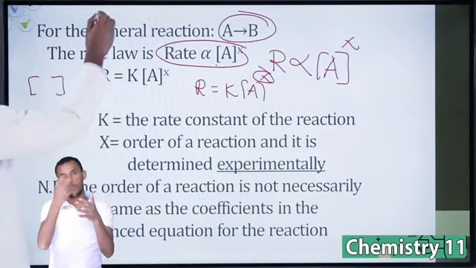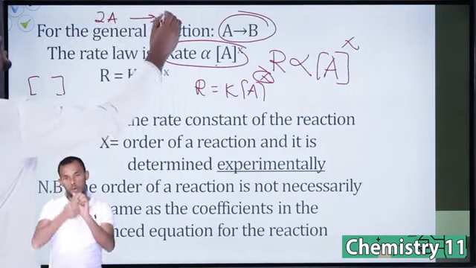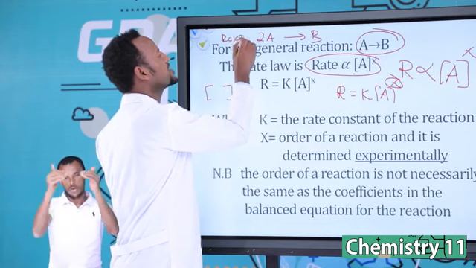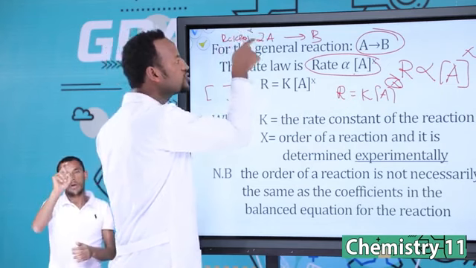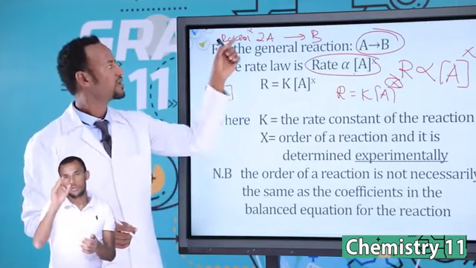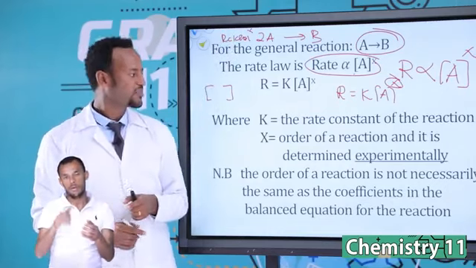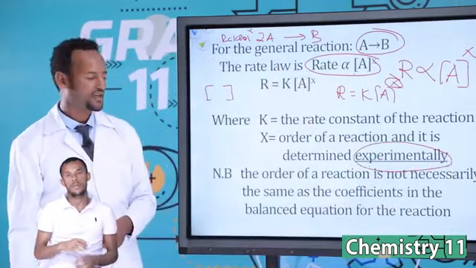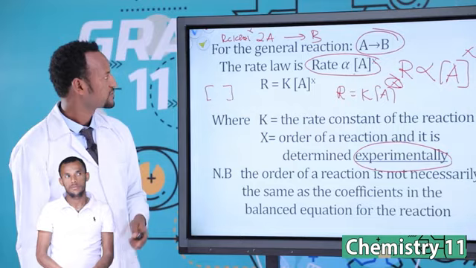For example, 2A converted into B, rate is equal to K [A] to the power of X. But in this case, X is not 2. X is not the same as the stoichiometric coefficient. X is determined experimentally.